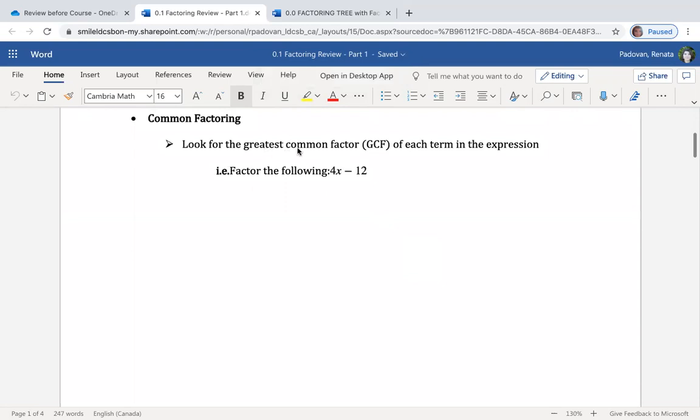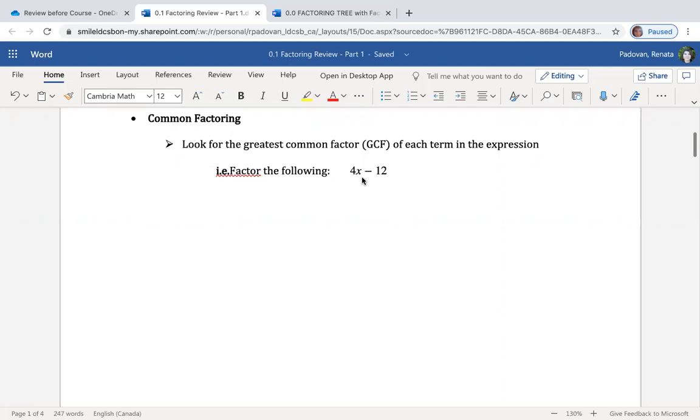So we look for the greatest common factor, which in short form we call GCF. Now each letter here is important. The G for greatest is important, common, and factor of each term in the expression. So let's say factor the following. Let's say we had 4x minus 12. Before I look if there's 2 terms, before I look if it's a difference of squares, always the first thing you want to do is see if you can common factor first.